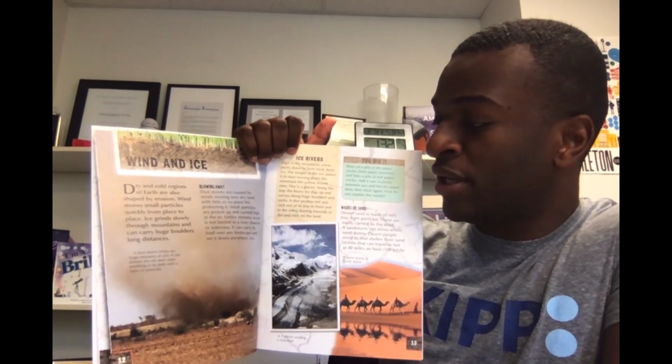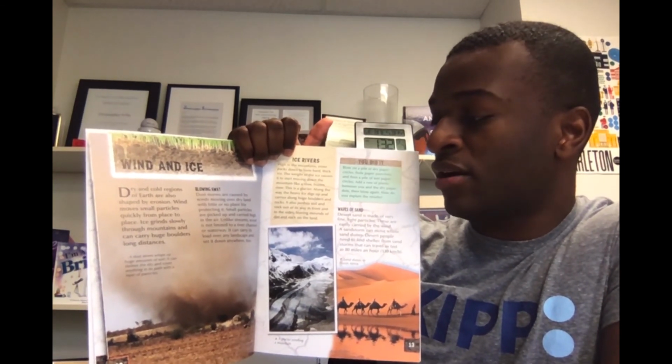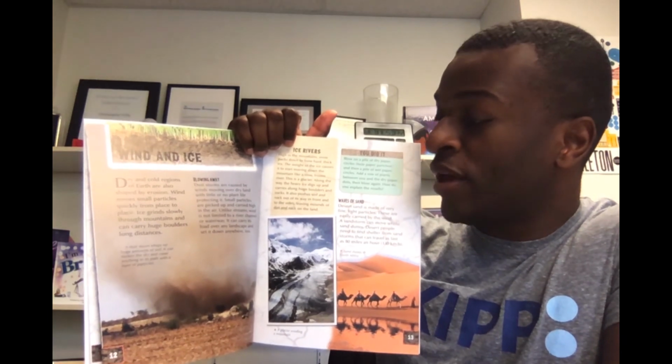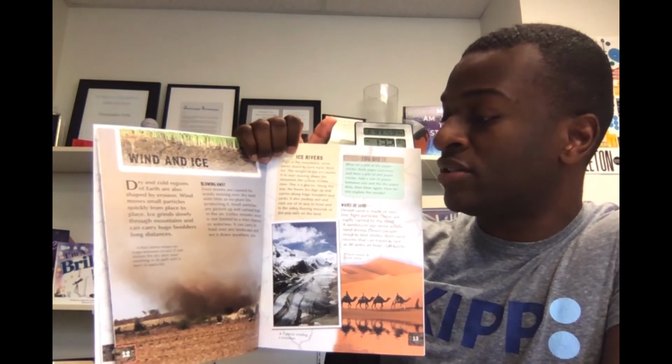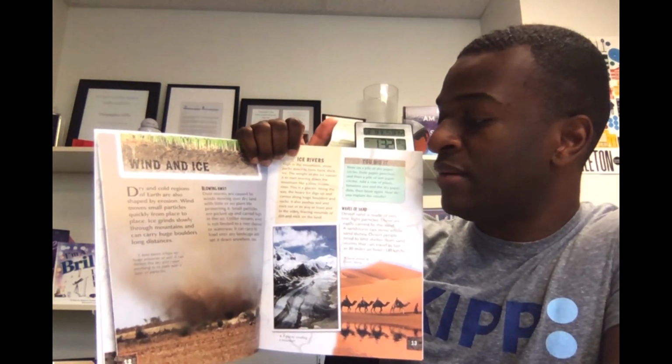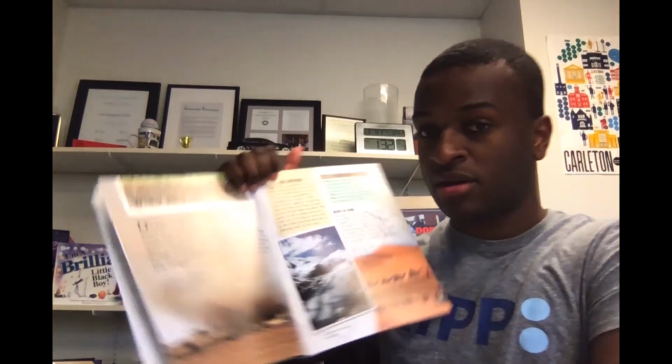Small particles are picked up and carried high in the air. Unlike streams, wind is not limited to river channels or waterways. It can carry its load over any landscape and set it down anywhere. Wow. So wind can pick up the dirt and move it to other places, and that shifts the earth's surface because the soil is now moved somewhere else. But what about the people who needed the soil where it was? That doesn't work now, I guess.